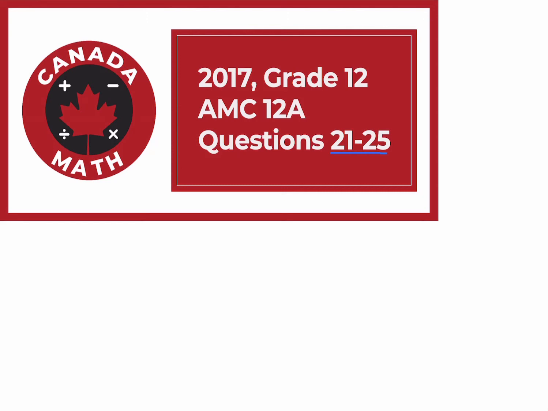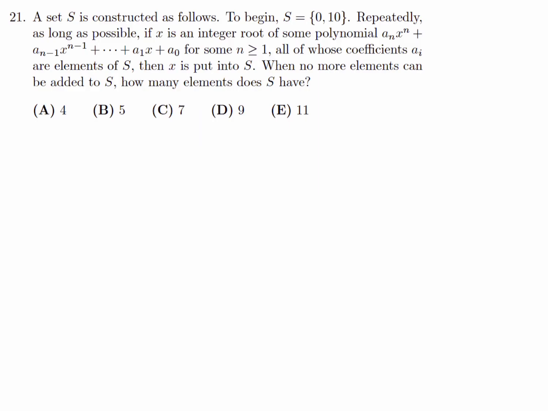Questions 21 through 25 on the 2017 Grade 12 AMC 12A. A set S is constructed as follows. To begin, S equals {0, 10}. Repeatedly, as long as possible, if x is an integer root of some polynomial of degree n greater than or equal to 1, all of whose coefficients ai are elements of S, then x is put into S. When no more elements can be added to S, how many elements does S have?